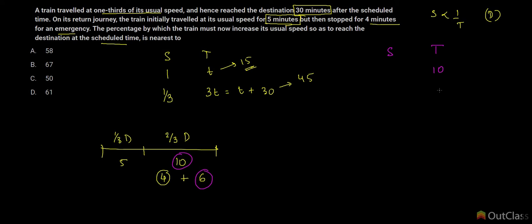Instead of 10, if you're going at 6, then the speeds are going to be in the ratio 6:10 or 3:5. So the required speed now is 5/3 times of the usual speed, and the required answer is just 5/3 minus 1, 2/3, 67%.